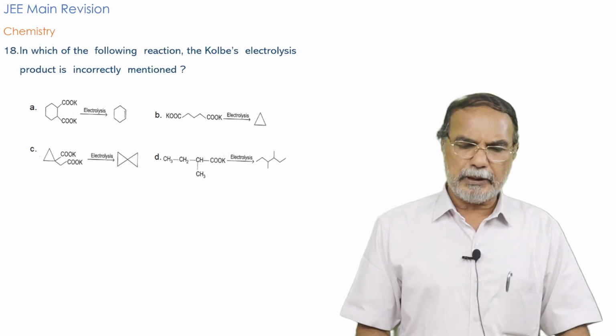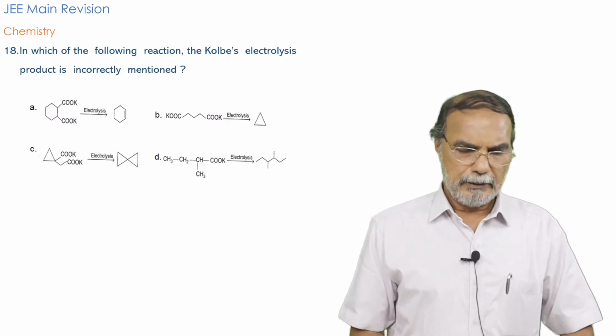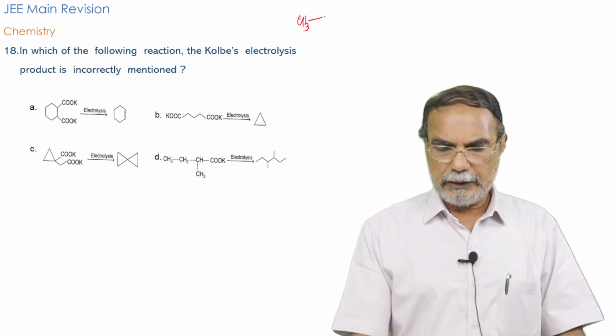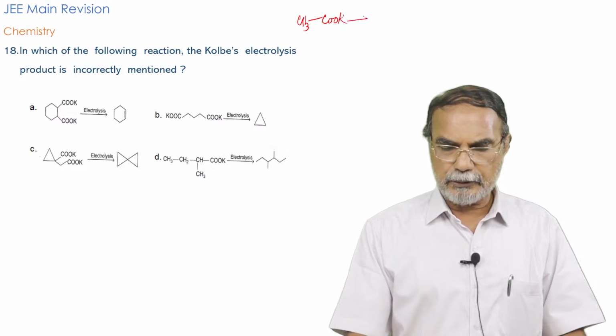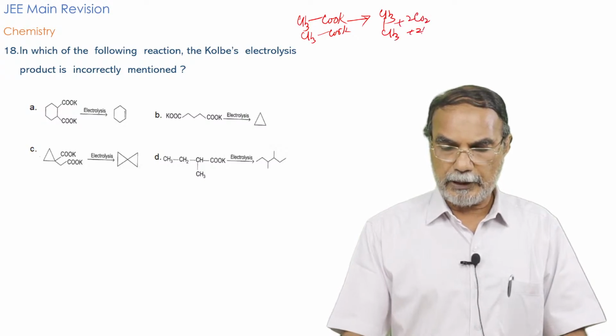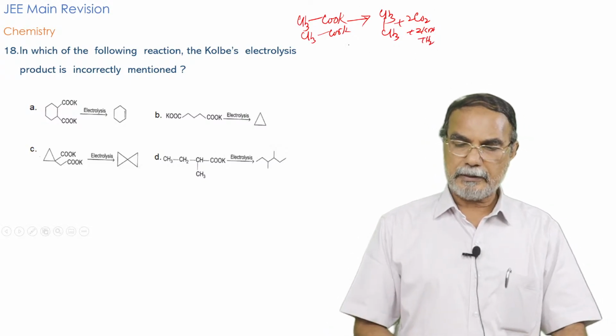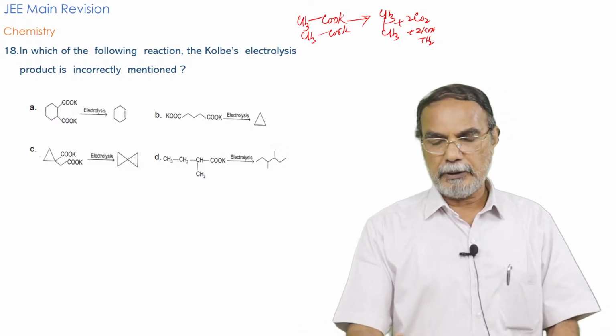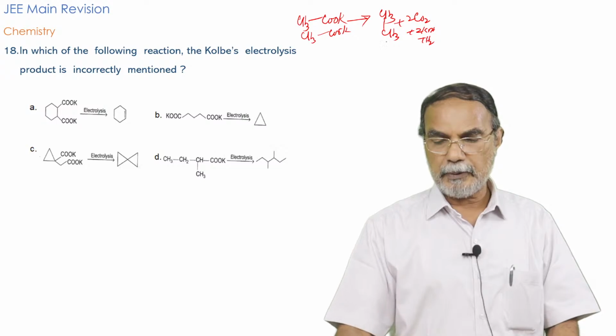18, in which of the following reaction the Kolbe's electrolysis, and the conventional Kolbe electrolysis in your mind is the electrolysis of potassium acetate or sodium acetate, in which two molecules of, you formulate the reaction like this, you get ethane plus 2 carbon dioxide plus 2 KOH plus H2. These are the electrolysis products. So what you find is that the decarboxylation is there on this part of the molecule and the methyl groups are joined to form ethane as a product.